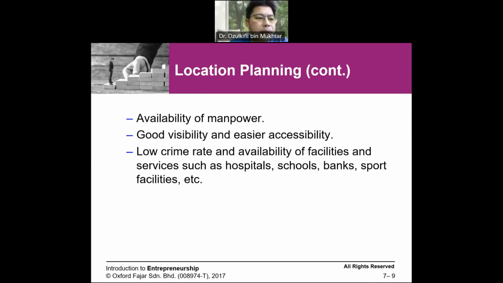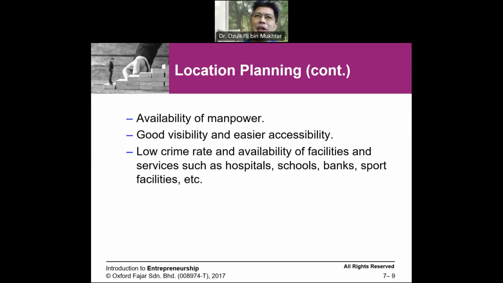Availability of manpower. Ini pun satu lagi. Good visibility and easier accessibility pun penting. Parking and everything. That is how people see. Some people say that this is not relevant, but kita tak boleh discount the customer experience in getting your product or services. Okay.